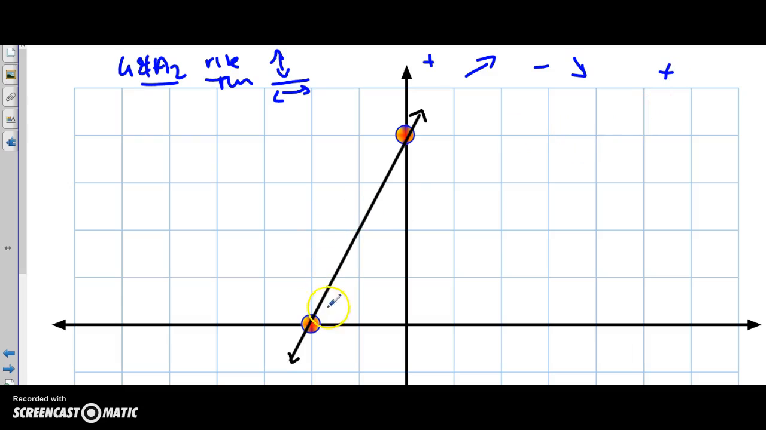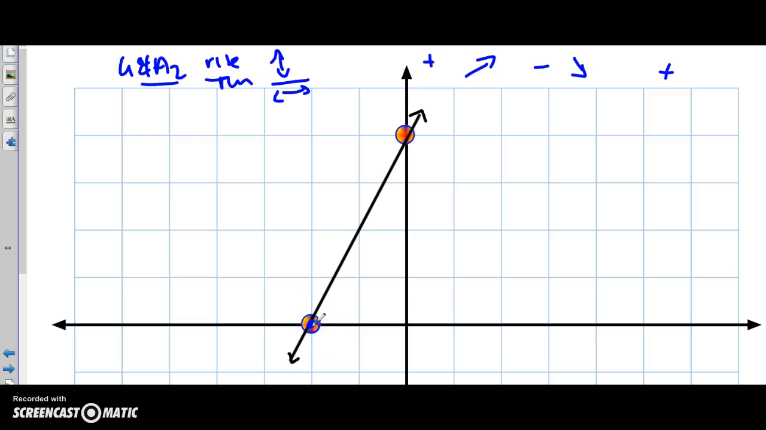Okay, when you look at it, the rise is positive, and we always have run. We always do our run from left to right also. So we read left to right, that's our run, and then we decide, is it going up or down? Up, positive, down, negative.